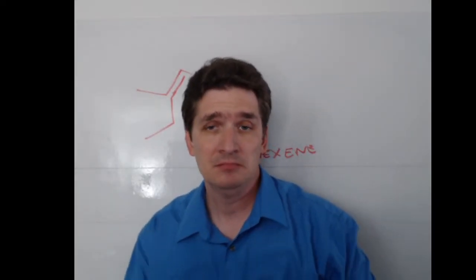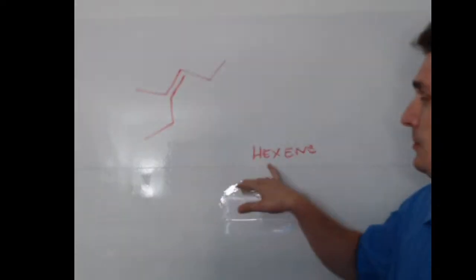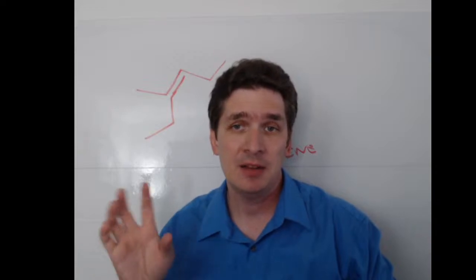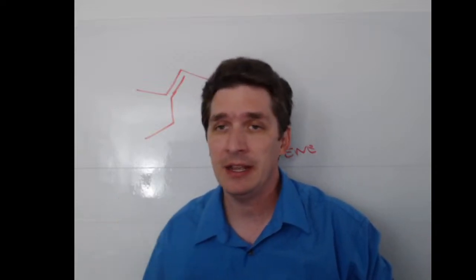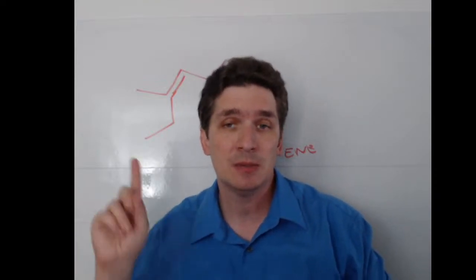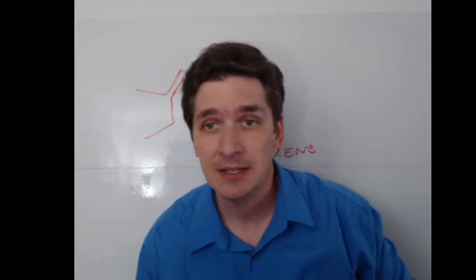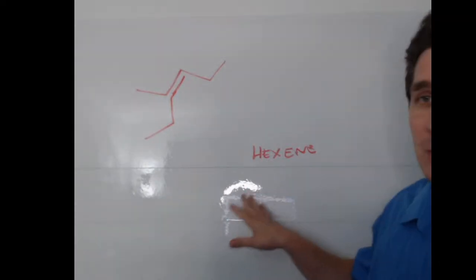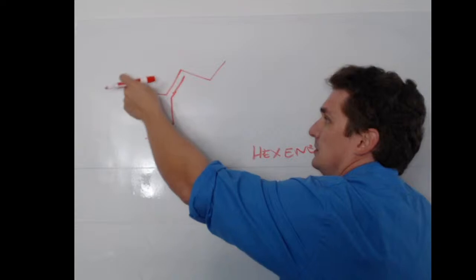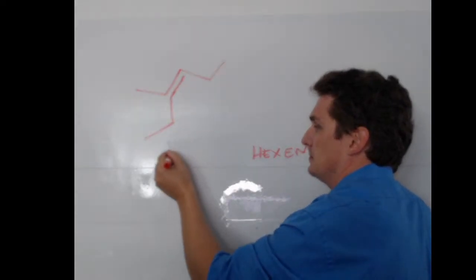Because the double bond is our only functional group, this is going to take priority over alkyl halides and alkanes. It does not take priority over alcohols because alcohols are more reactive than alkenes. So the next thing we need to do is name our branches. So we have 1, 2, 3, 4. Well, we've got just the methyl.